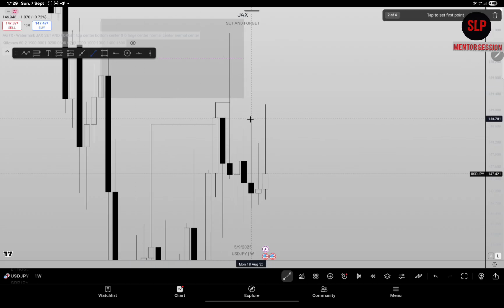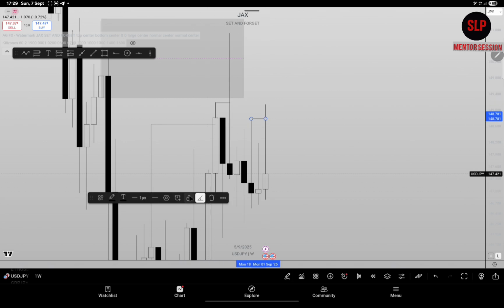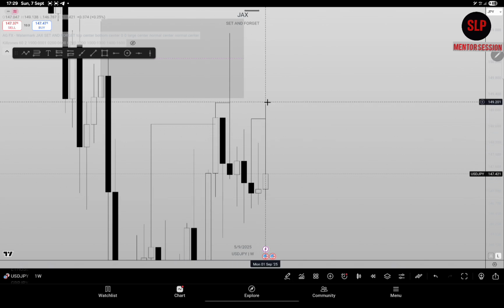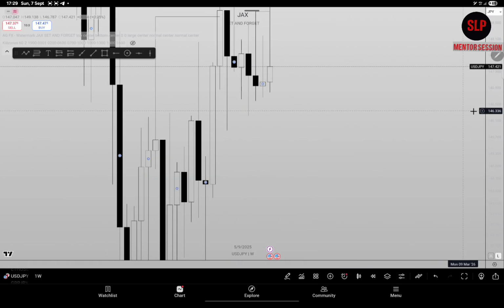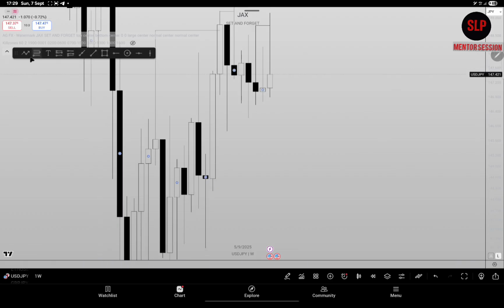pullbacks. This pullback right here with the structural liquidity, and this new monthly candle took out the liquidity. After taking out the liquidity, it tapped into the QMR, and what we're hoping for now is a continuous sell, a push to the downside. This is exactly what happened.